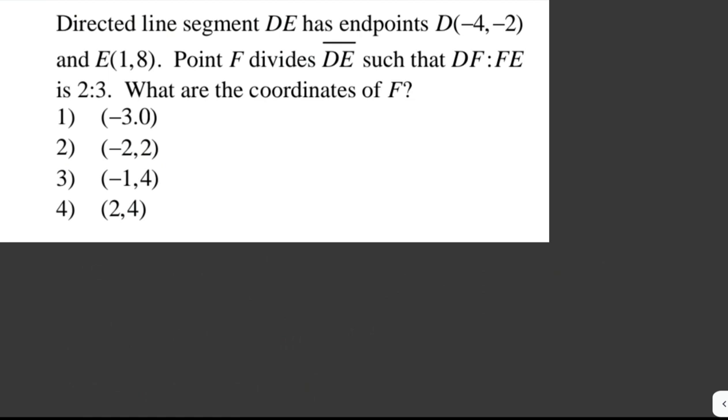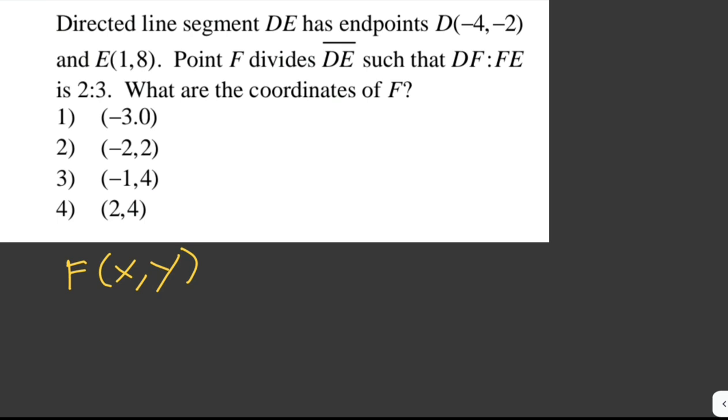Directed line segment DE has endpoints D (-4, -2) and E (1, 8). Point F divides DE such that the ratio between DF and FE is 2:3. What are the coordinates of F? So the same method. I hope you are now familiar with the method on how to solve problems like this for directed line segments.